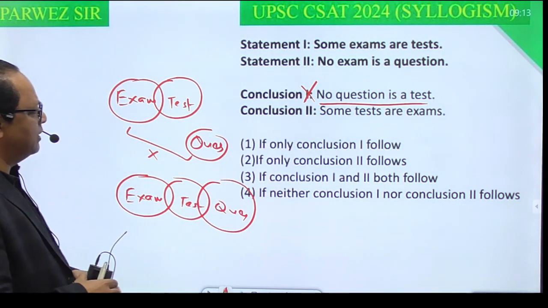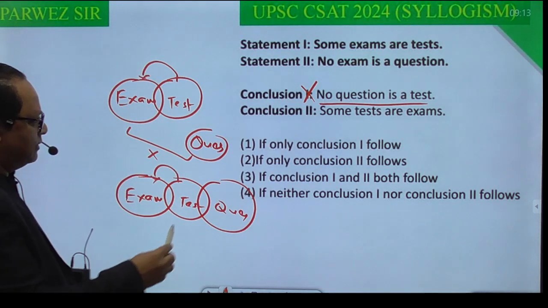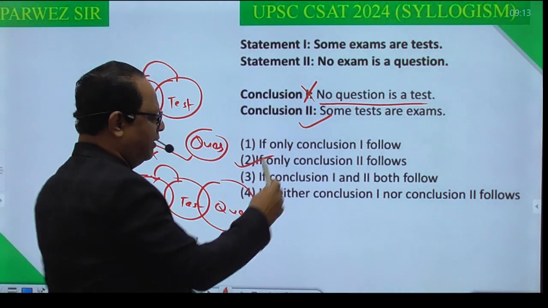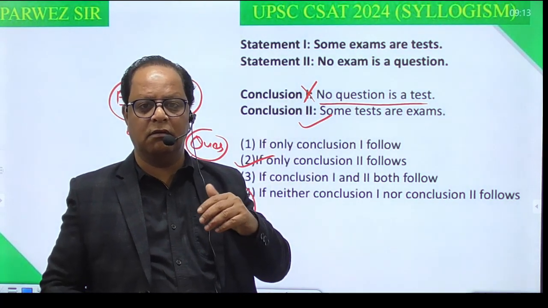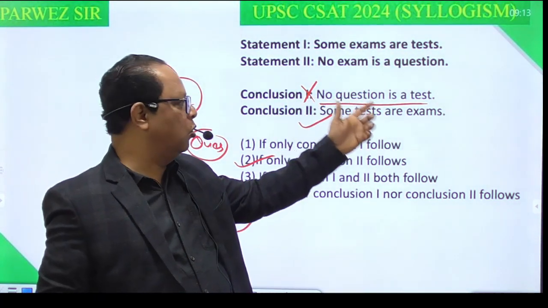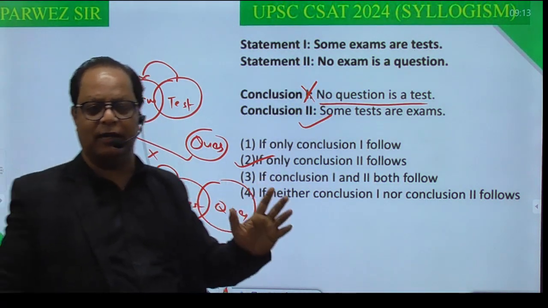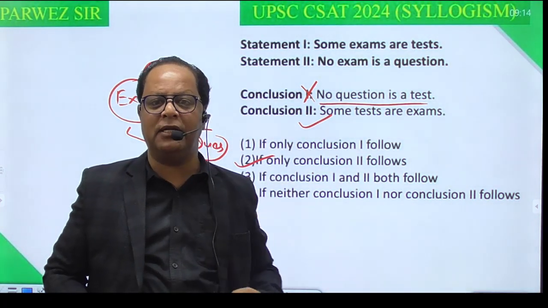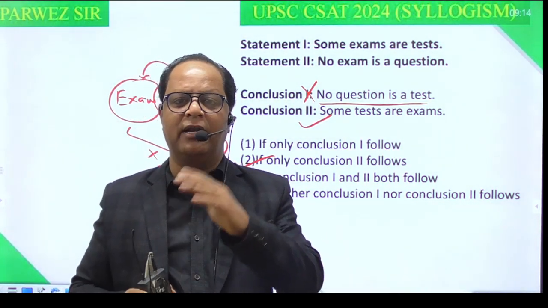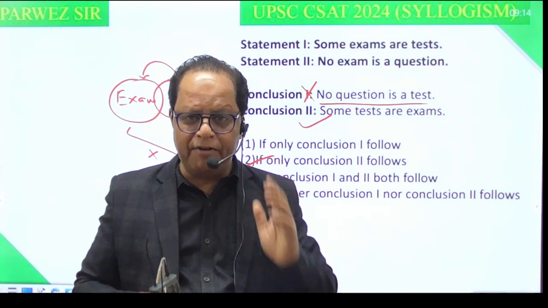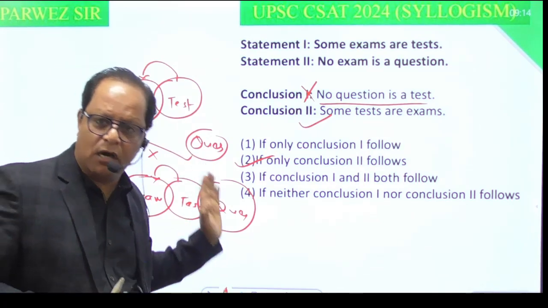And some tests are exam. Yes, we are finding some tests are exam. Second is correct here, which is given in the second option, and this is your right answer. Generally, students make a mistake here: they take no question is a test. We can't say that. There is a possibility. When a possibility comes, we have one affirmative sentence and one negative sentence. We can't say confidently that no question is a test, because some questions are test is a possibility.